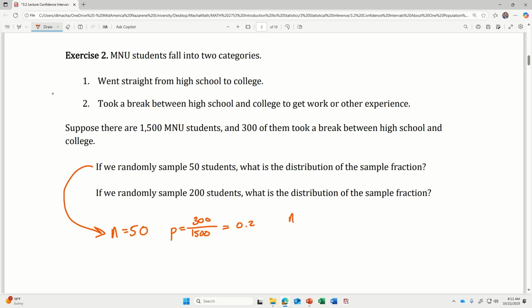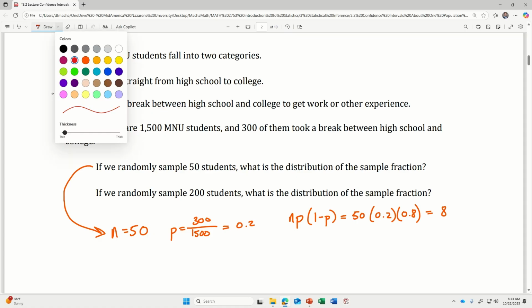So to figure out if this is really normally distributed or not, we have to do the n times p times 1 minus p, which is going to be 50 times 0.2 times 0.8, which is going to be 8. So is this normally distributed?